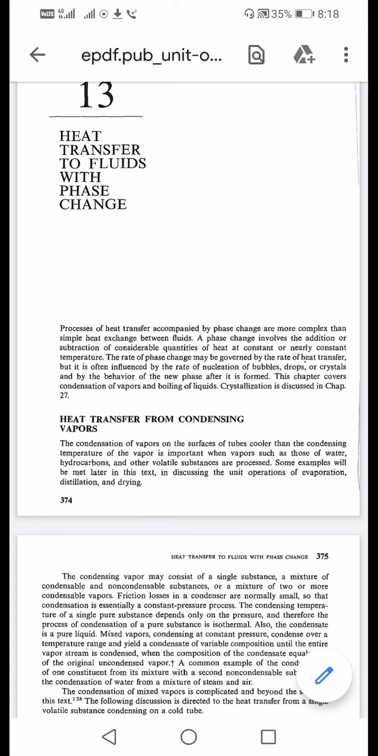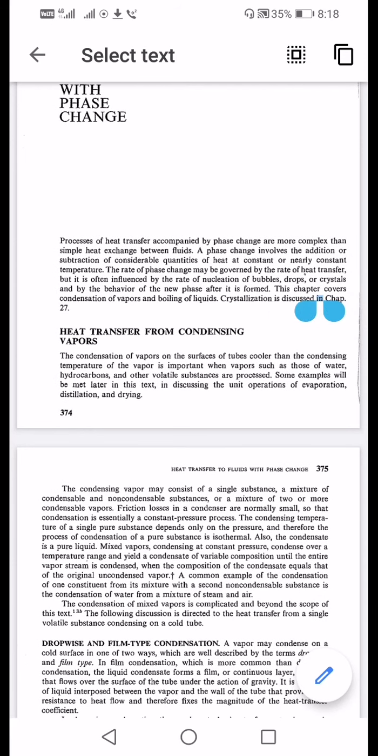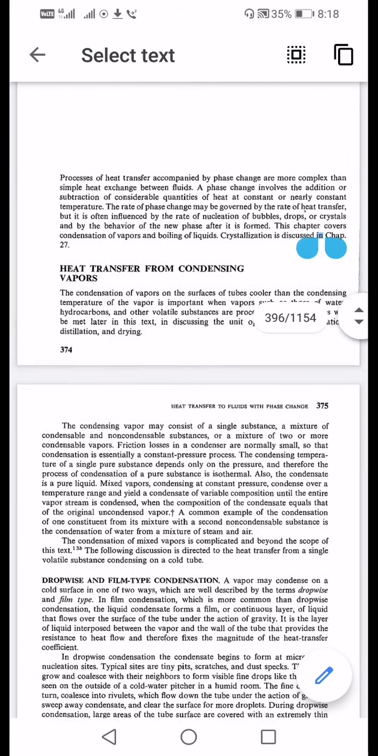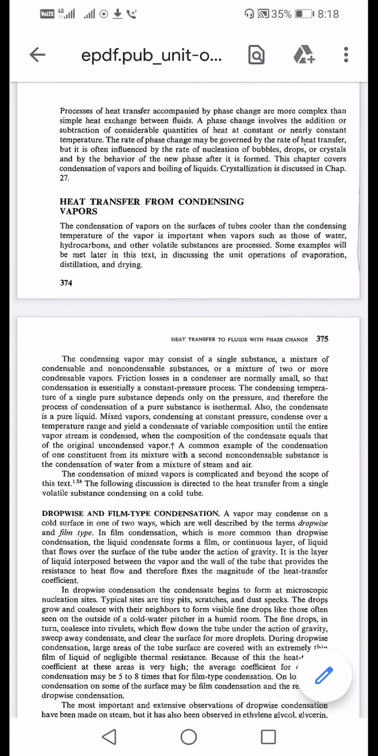So it is a complex process and it is very difficult to identify the quantities of the rate of heat flow or heat transfer, which is influenced by the rate of nucleation of the bubbles, drops or crystals, and by the behavior of the new phases after they are formed. Now this chapter is dealing with the condensation of vapors and boiling of liquids.